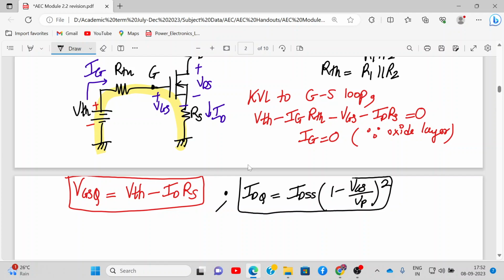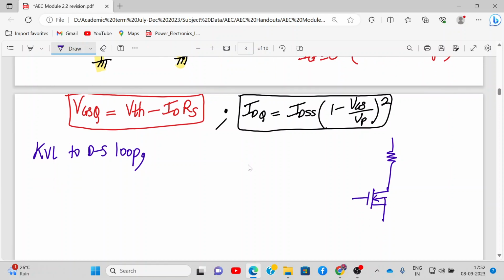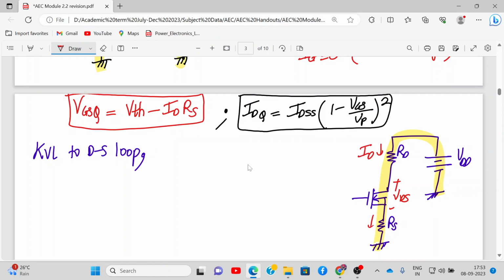Now the only thing left is VDSQ. So for VDSQ, what do you do? You apply KVL to the drain source loop. Let me draw the drain source loop for you. This is my MOSFET. Okay, only the drain source loop. I'm not interested in what is connected at the gate terminal. This is RS, RD, and this is VDD. If I'm going too fast, please let me know. I'll slow down. This is VDS, this is ID, and this also is ID.